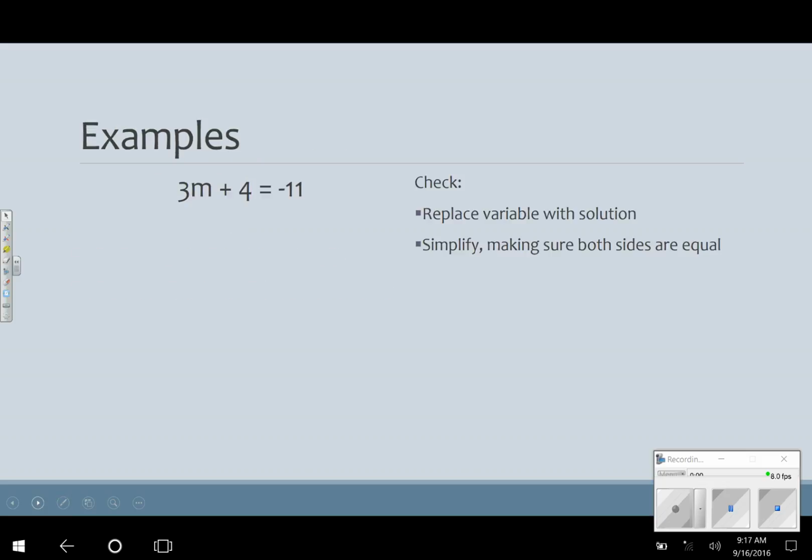So this first example is just a real simple two-step equation. All I'm going to do to solve is subtract 4 from both sides, and it's going to give me 3m equals negative 15. If I divide by 3, that's going to give me m equals negative 5.